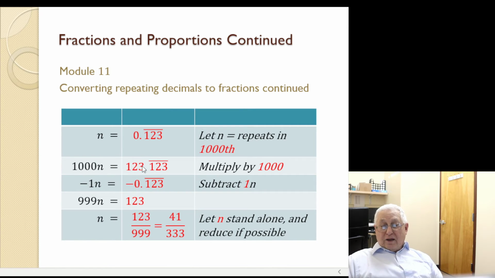So we have 123.123 minus the fractional portion, that cancels out, and we're left with a whole number, 123, and we have 99n, since 1000n minus 1n gives us 999n. We want n to stand alone, so it becomes 123 over 999, which will reduce to 41 over 333. And if we divide 41 by 333, we will get back to that number.